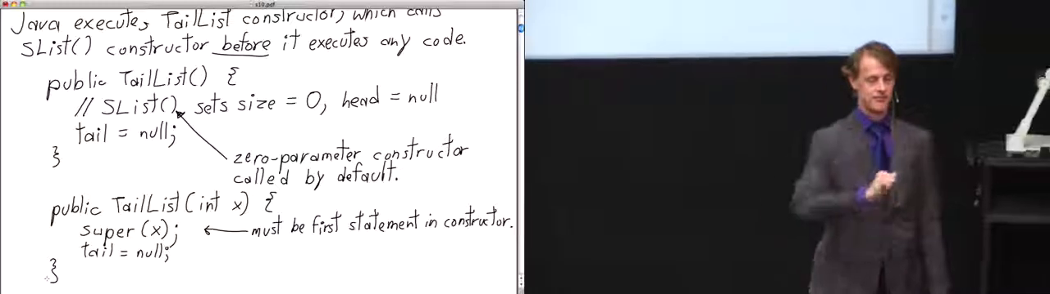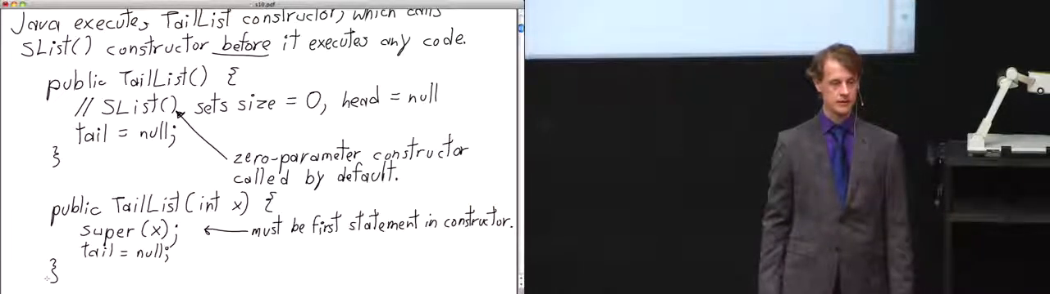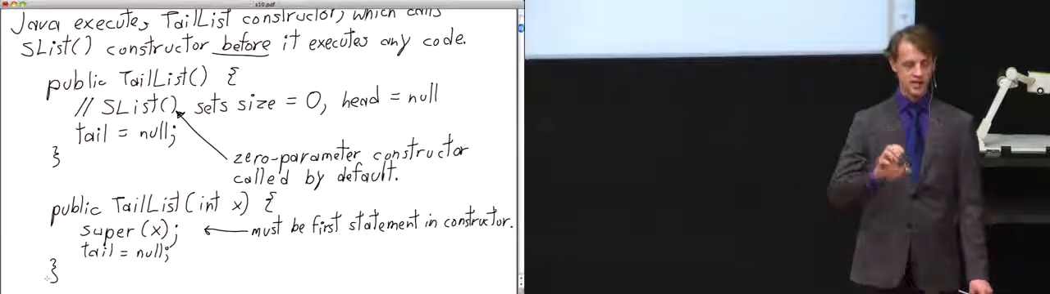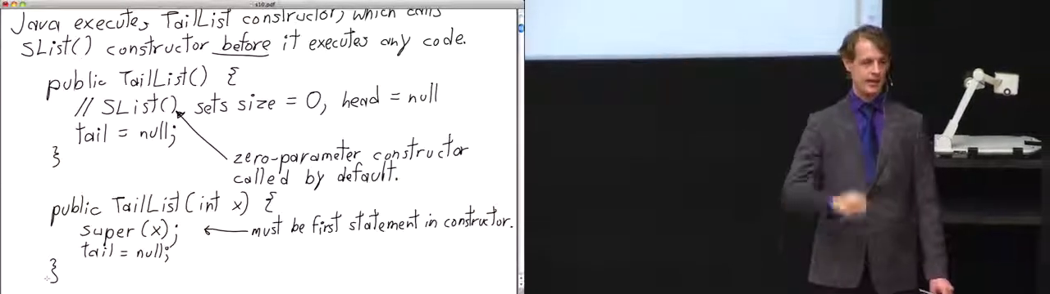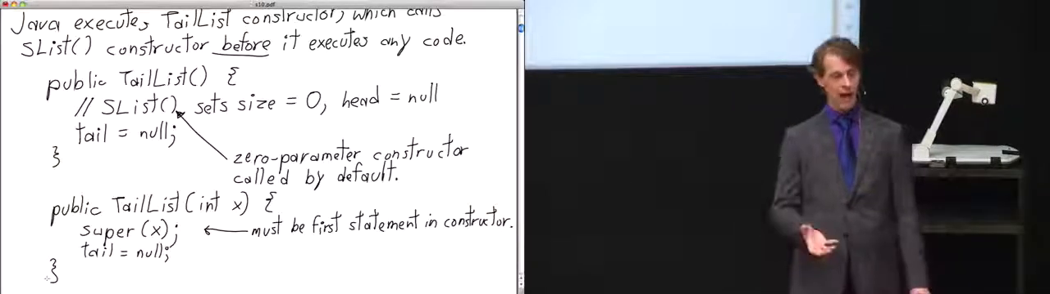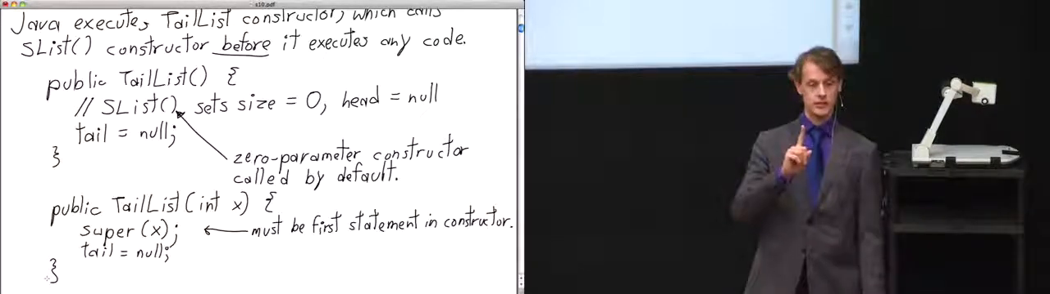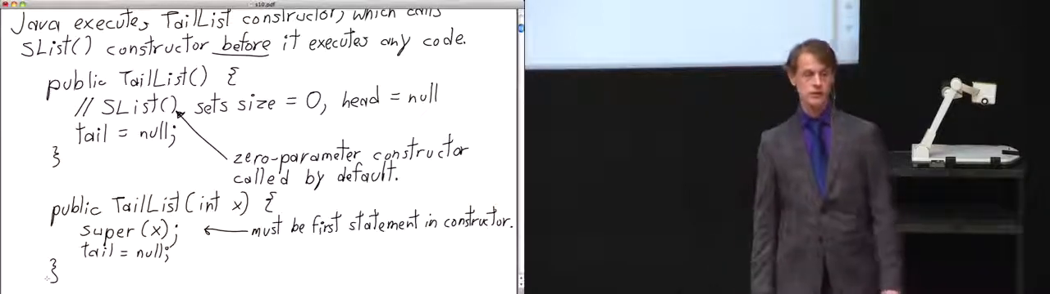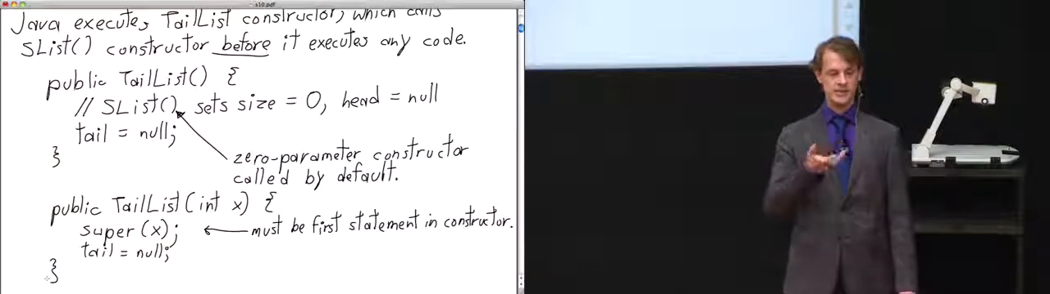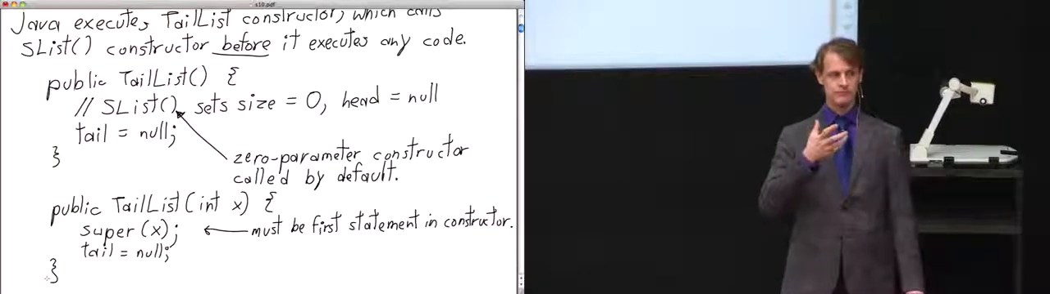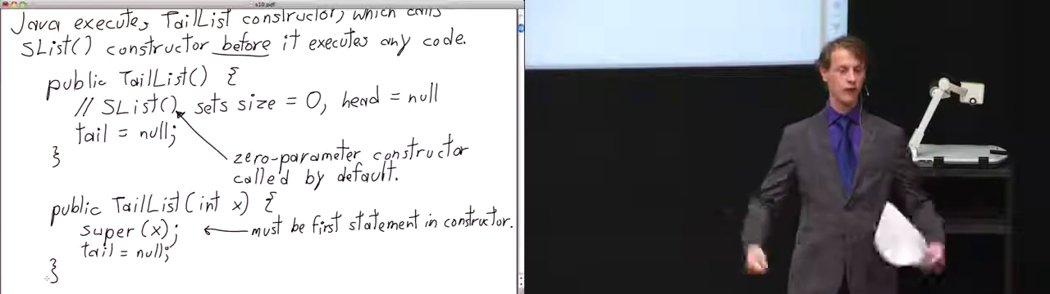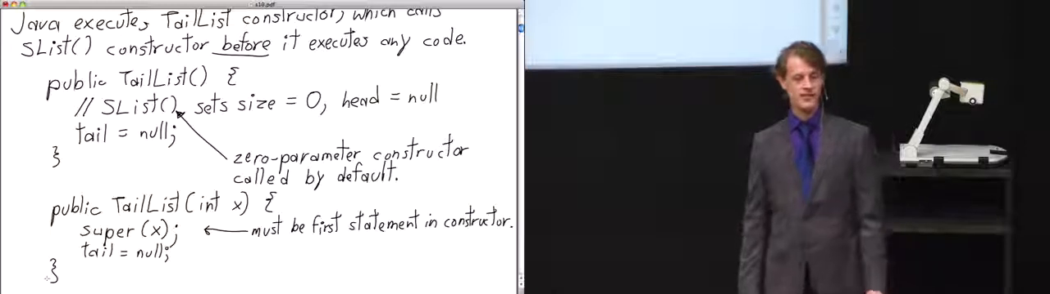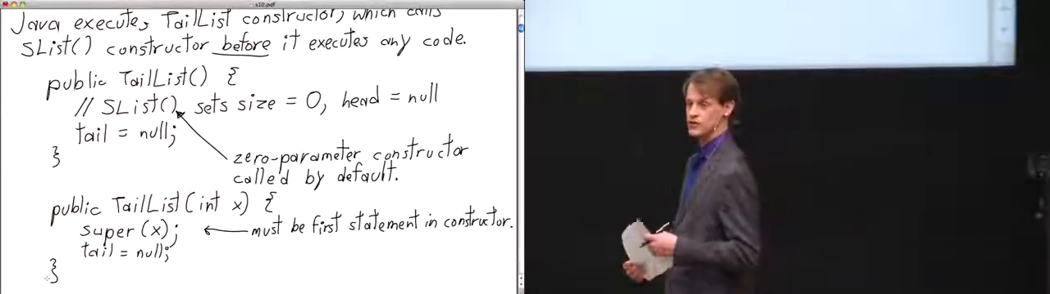Yes? So when you create a tail list, do you create a tail list and an S list at the same time? No, when you create a tail list, you're only creating one list. It's just a bigger list that is like an S list on steroids, basically. It has all the powers of an S list, but it's still only one object. It calls a superconstructor, but that doesn't mean there's an S list inside the tail list. That means that it's a bigger form of S list. It's still an S list, it's just like an S list with 4 ears instead of 2. It's a super S list.